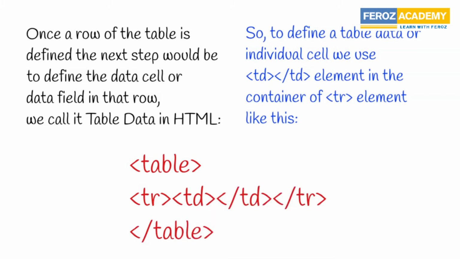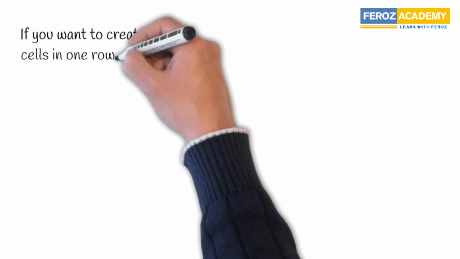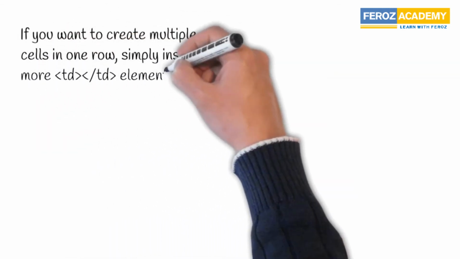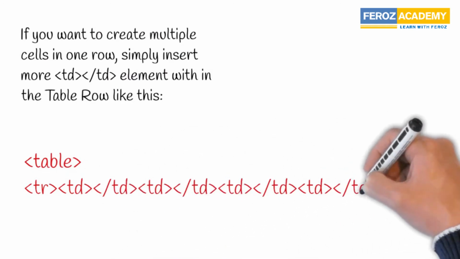As you can see in this example, the table data or TD container element must be placed within the table row or TR container element. The way each TR element represents one single row, similarly, each table data element represents one single cell. If you want to create multiple cells in one row, simply insert more table data elements within the table row like this.